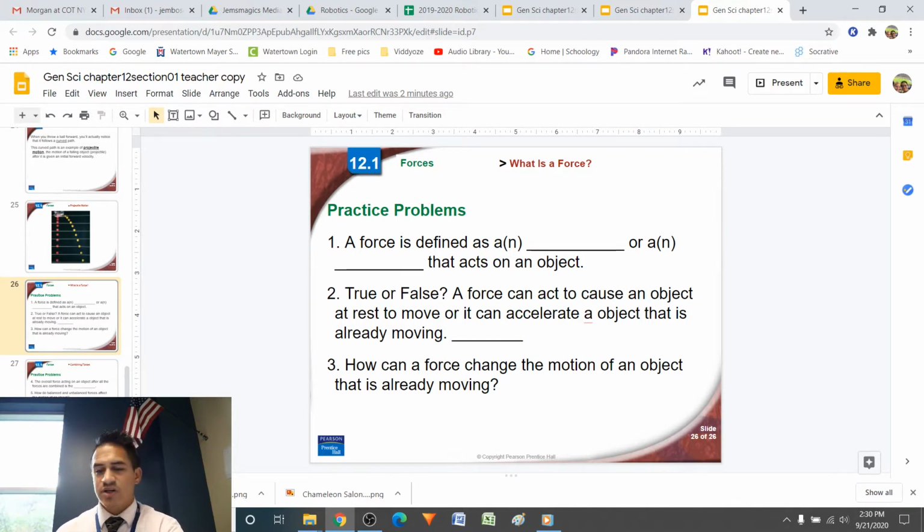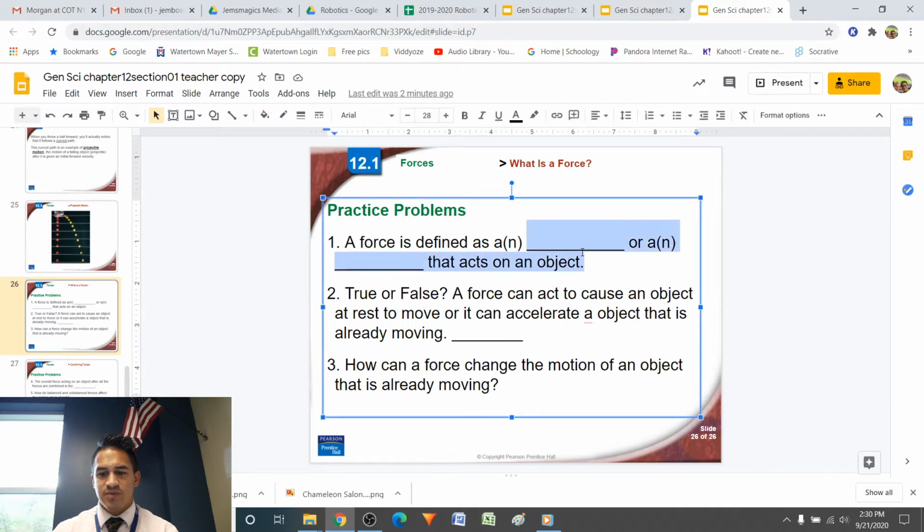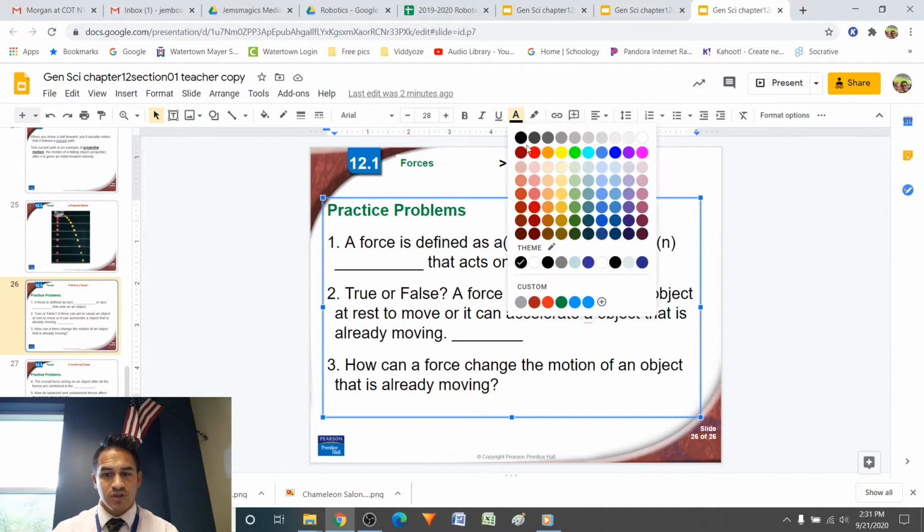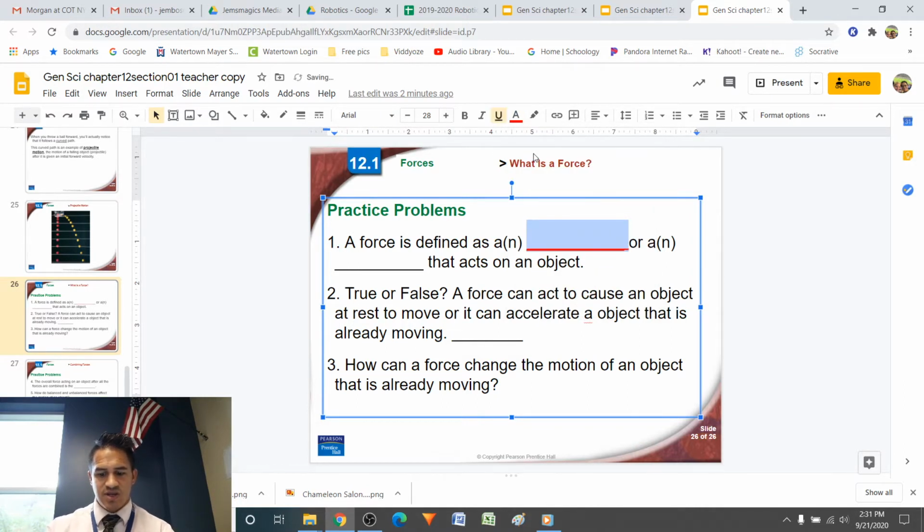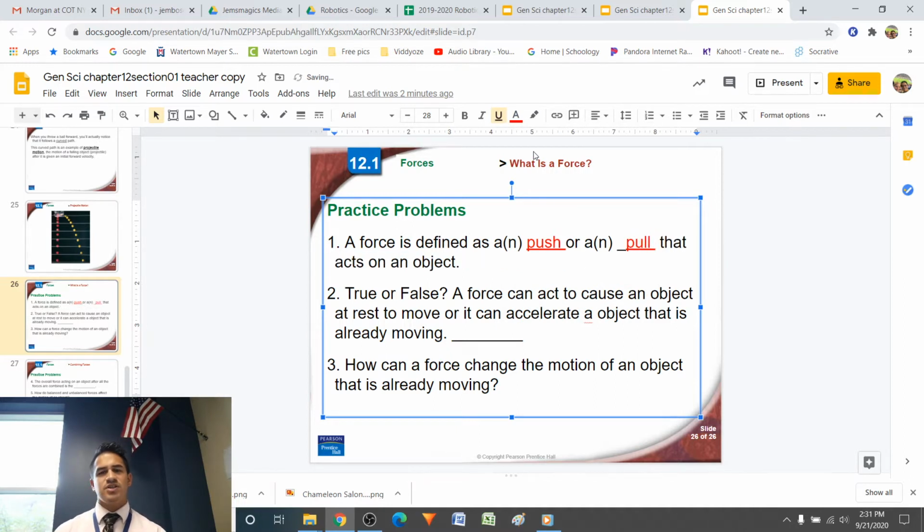So let's begin here with number 1. Now again, all these problems, or the answers for these, can usually be found in the slides, but I'm going to help you out anyway. So number 1, it says a force is defined as a blank or a blank that acts on an object. So again, this is directly from the notes here, but a force is defined as a push or a pull that acts on an object. So we can say a push or a pull, and let's again do this in red. There we go. Okay, so anytime there's a push or pull on an object, that's what we call a force.